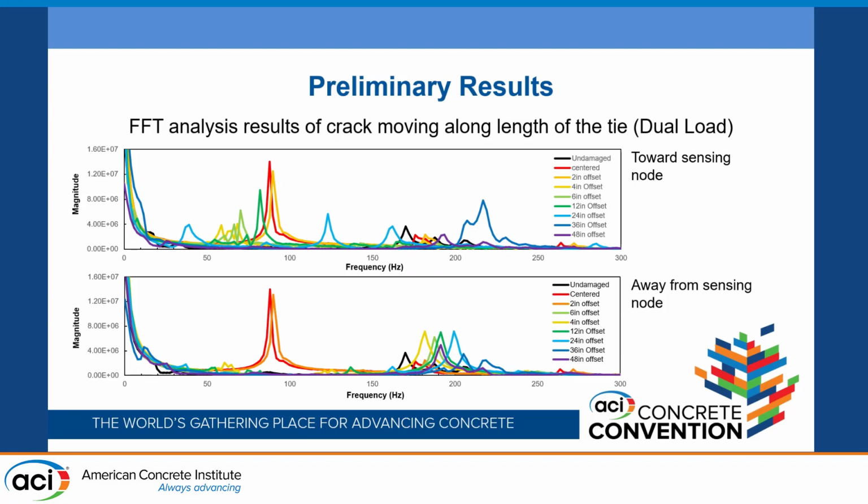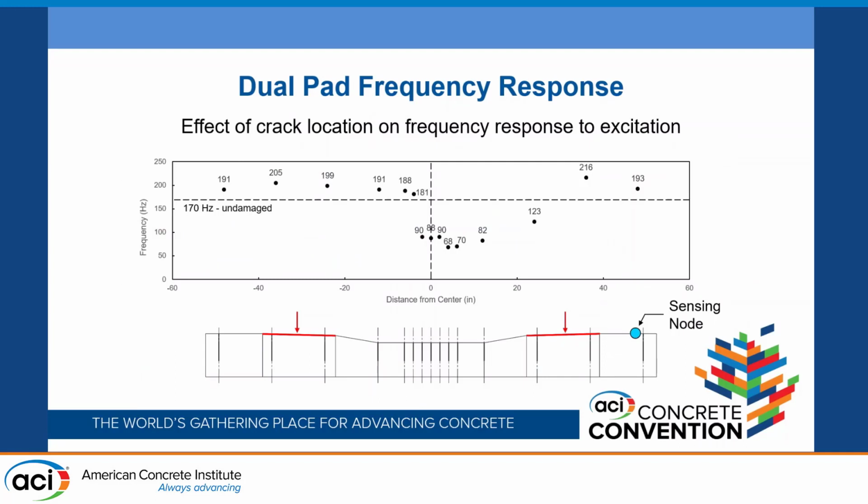So for preliminary results, first discussing the dual pad symmetric impulse. In the frequency domain, we have in black on both the response of an undamaged tie as compared to the frequency responses of induced damage, and this is in terms of a center negative crack shown in the previous slides. A depiction of the same data is shown here as compared to the 170 hertz line that represents the frequency response of an undamaged tie. And then those 2 red pads show the location of our impulse.